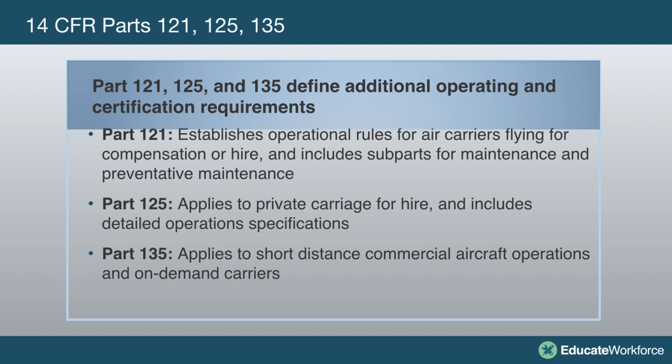Part 121 is going to establish operating rules for air carriers flying for compensation or hire. It's going to include subparts for maintenance and preventative maintenance. It's going to include either turbojet aircraft or airplanes having 10 or more passenger seats or a payload capacity of greater than 7,500 pounds. Part 121 operators are going to be required by Part 119 to have the following personnel.